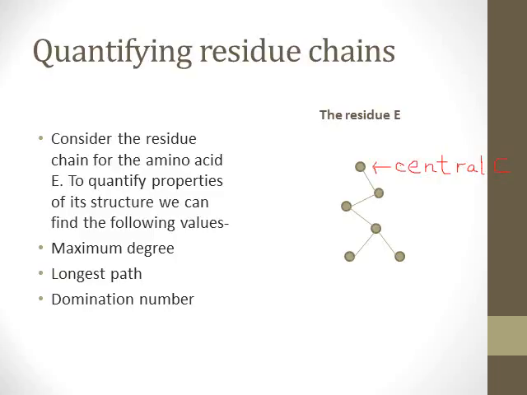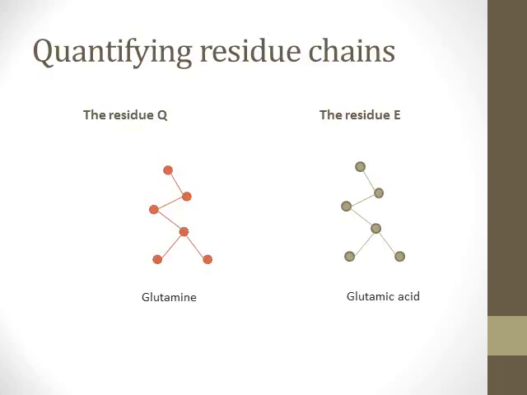We can quantify the structure using graph invariance. For example, we can find the domination number or the longest path. However, we will not be able to distinguish between these two structures. Notice that they both have the same residue structure. Consequently, they will have the same graph invariance, but they are not the same amino acid.